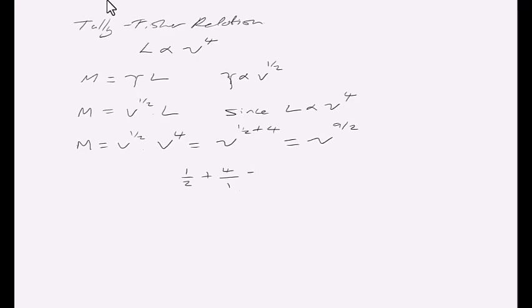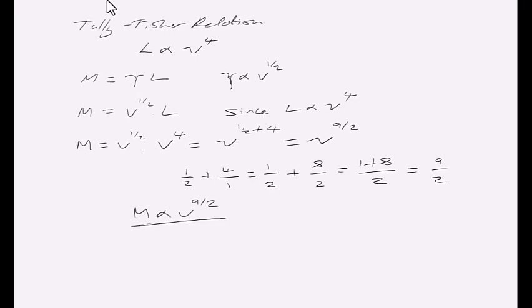So this becomes 1 times 1, which is 1, divided by 2 times 1, which is 2, plus 4 times 2, which is 8, divided by 1 times 2, which is 2. So now what we've done is on both sides we have 2, which means we can rewrite this as 1 plus 8 over 2, which is simply 9 over 2. You see, which is what this relationship is here. And so our final relationship is that the mass is proportional to the velocity power of 9 over 2.